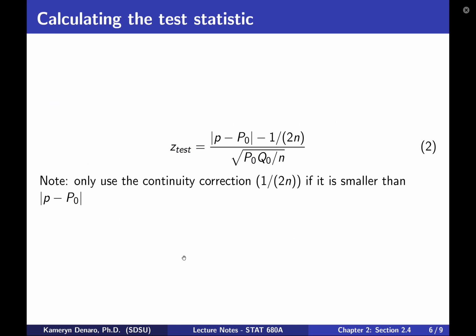To calculate our test statistic, we can standardize in the regular way, where we find our test statistic by taking the absolute value of our sample statistic minus our hypothesized proportion, and we divide that by the standard error, the square root of p0 q0 over n. Now, this minus 1 over 2n is our continuity correction, and we'll only use the continuity correction if it's smaller than the absolute value of the difference between the sample and the hypothesized proportion.